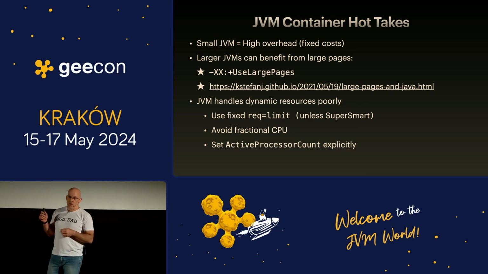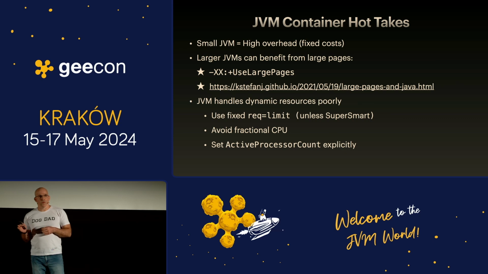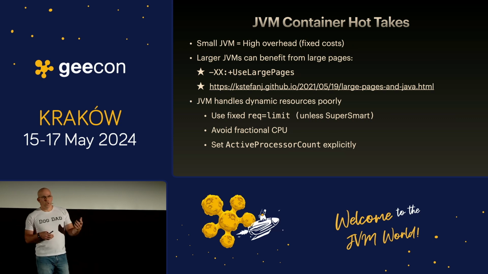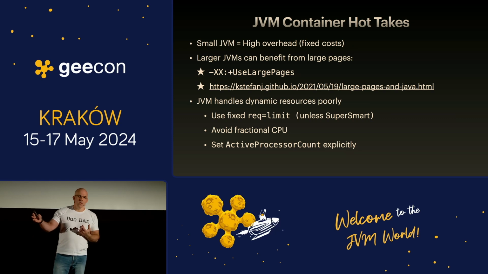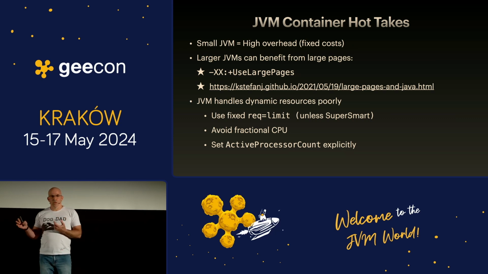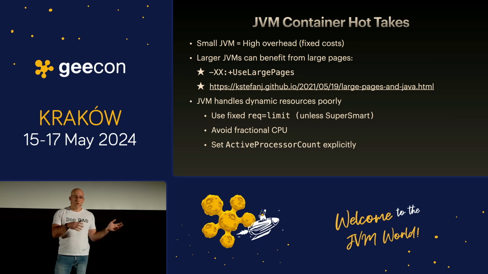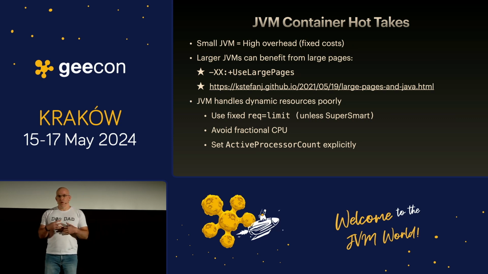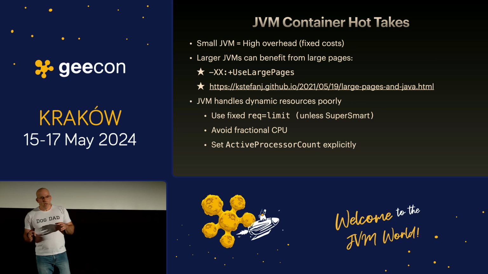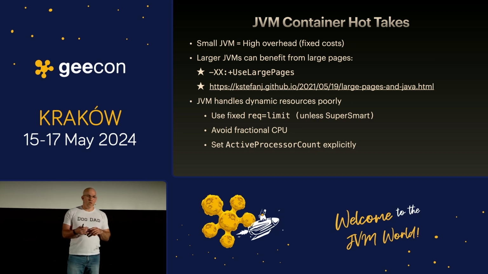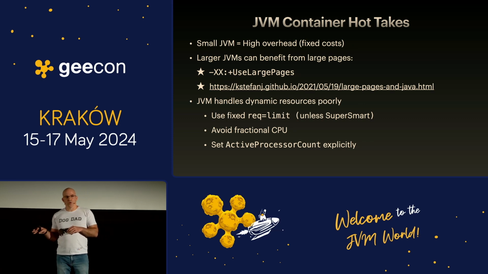JVMs are not good about dynamic resources. So if you say, oh, I have 3 CPUs, but sometimes I have 10 CPUs, the JVM is going to pick one of those numbers, and that's the number of CPUs it'll let everybody else, like those writing Java, know that you have. So the easiest thing is to use the same number for your request and limit for memory and for CPU. And unless you're super sure about what you're doing, that's how you should use it.